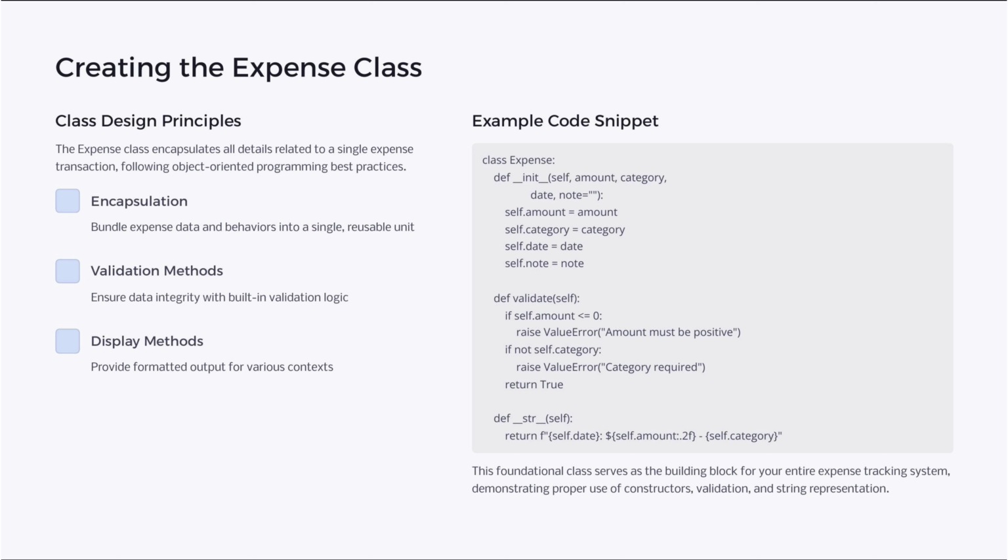The expense class is crucial for managing individual transactions, adhering to object-oriented principles. It encapsulates data and behaviors, ensuring integrity through validation methods like checking positive amounts and required categories. The class also provides formatted output, enhancing readability. This foundational structure supports the entire expense tracking system, showcasing effective use of constructors and string representation.